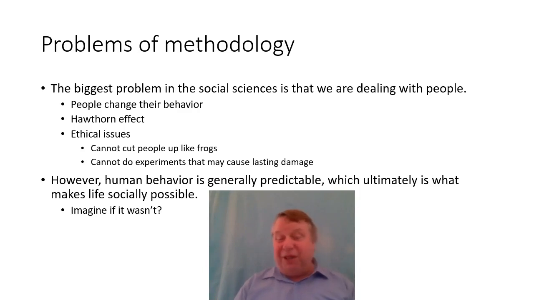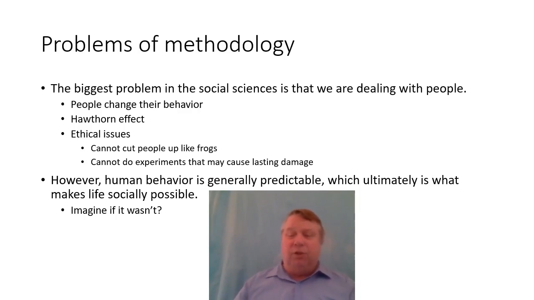There are also ethical issues. We cannot cut people up in a laboratory like frogs. We cannot do things to people that may cause lasting damage. Like, let's say, let's have an experiment where we beat 50 children every day for a year and see what happens.